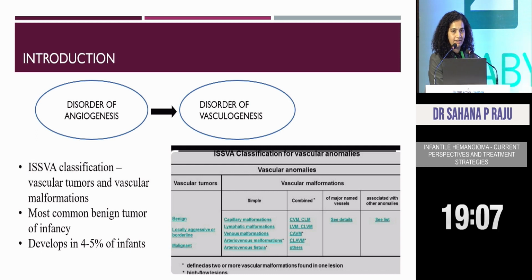In the first diagram which I have portrayed, it was previously thought to be a disorder of angiogenesis. There's a big difference between angiogenesis and vasculogenesis. Angiogenesis is the growth of blood vessels from already pre-existing blood vessels, whereas vasculogenesis is the de novo formation of blood vessels. So it has changed from a disorder of angiogenesis to a disorder of vasculogenesis.